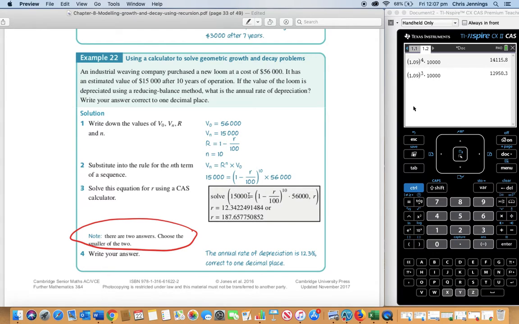So that's the new value. That's the R we don't know. We know it's been going for 10 years. That's our initial amount. We want to find it for R. And you'll get two values here. Just take the smallest one of the two.